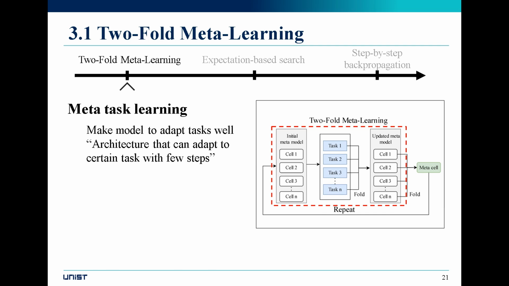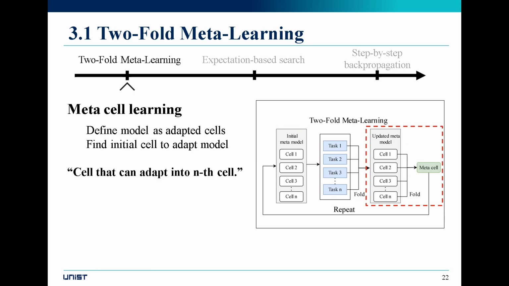Meta-task learning, which is the first part of two-fold meta-learning, is a typical meta-learning that other researchers did in previous works. In this part, we'll make our model easy to be adapted for the given task. As a result, we'll get the optimal initial model with its architecture and weight parameter at this meta-task learning part.